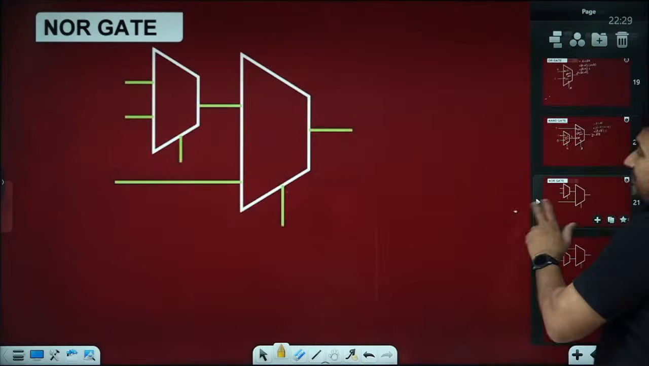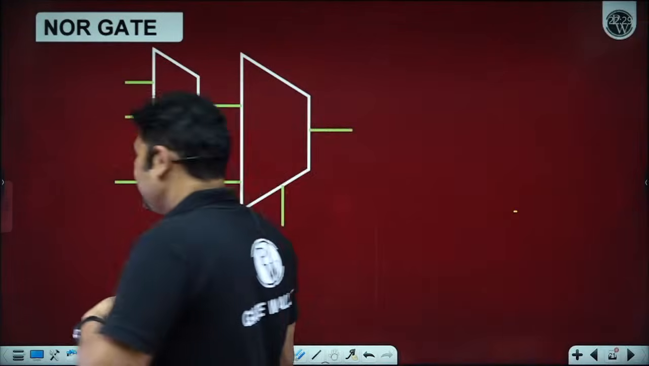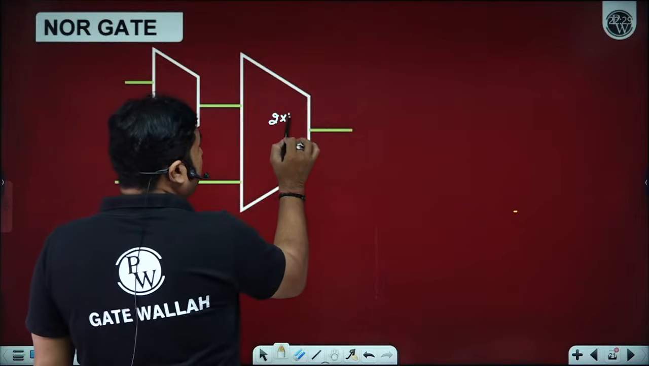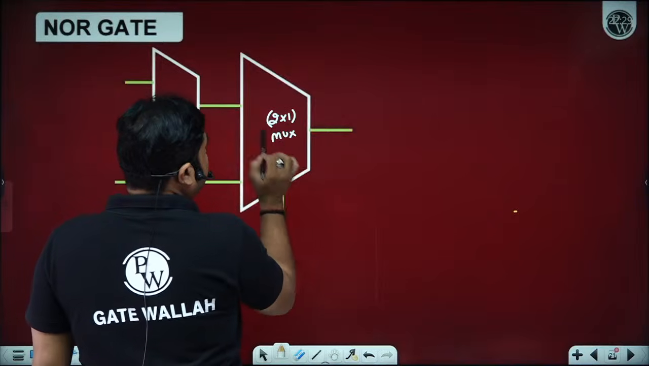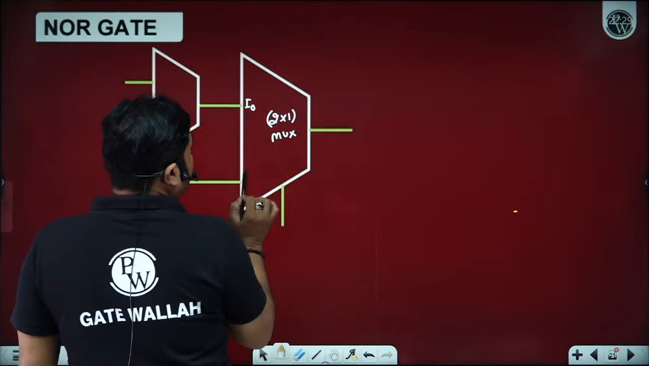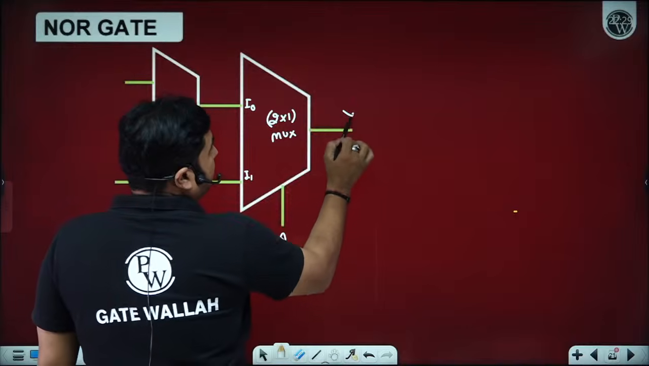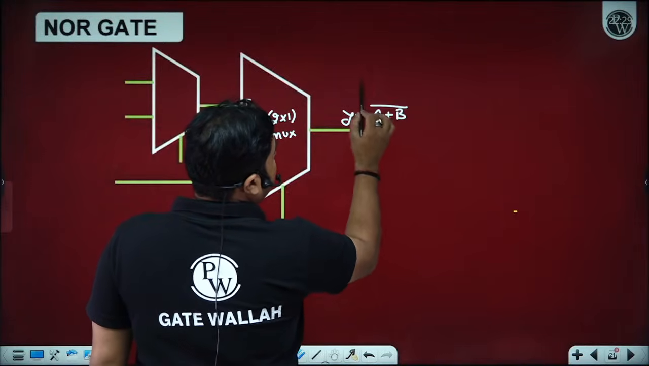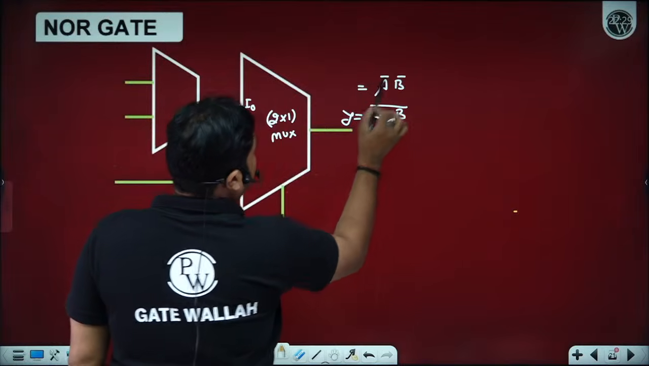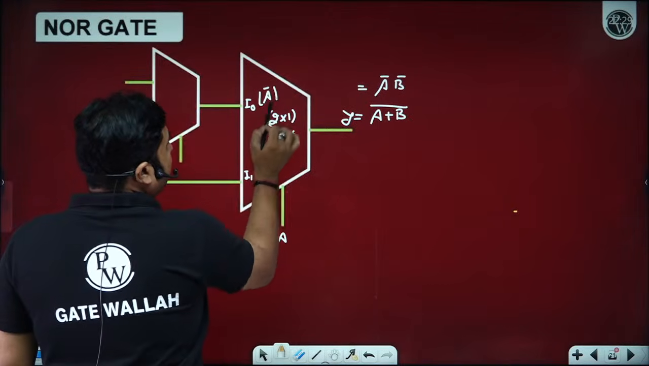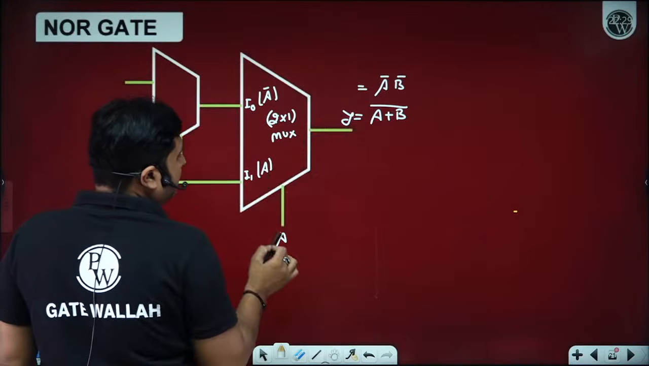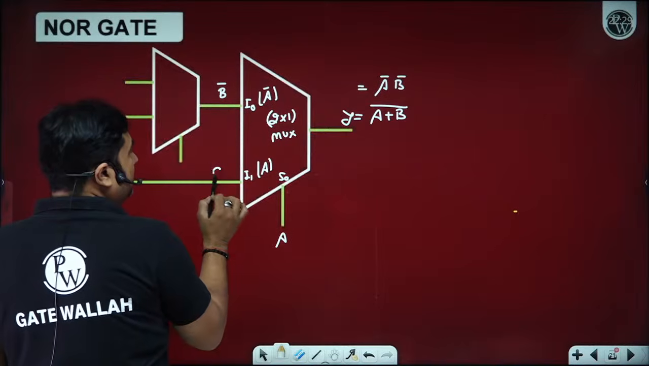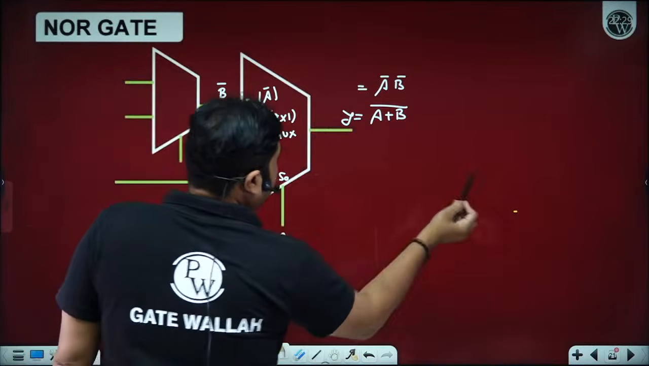Now please observe, can we implement a NOR gate by using 2 cross 1 size multiplexer? Please observe, beta ji, we want to implement A plus B whole bar, which can be implemented as A bar, B bar. So very easy. A bar is available because of the select line. A is available because of the select line action. So if you put B bar here and 0 here, we will get A bar, B bar.